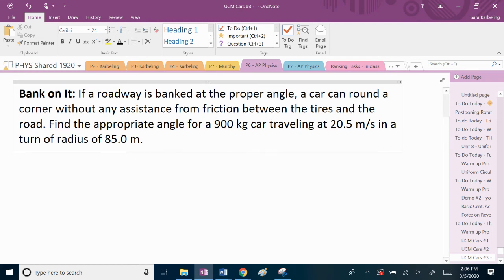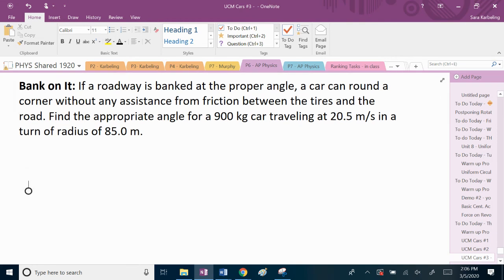Okay, so just like with everything else, first thing we're going to do is to draw a picture. This says if a roadway is banked at a proper angle, a car can round a corner without any assistance from friction between the tires and the road. It says to find the appropriate angle for a 900 kilogram car traveling at 20 meters per second in a turn of radius 85 meters.